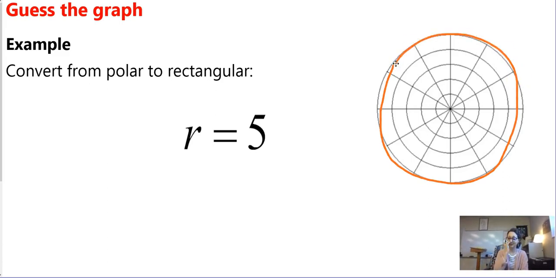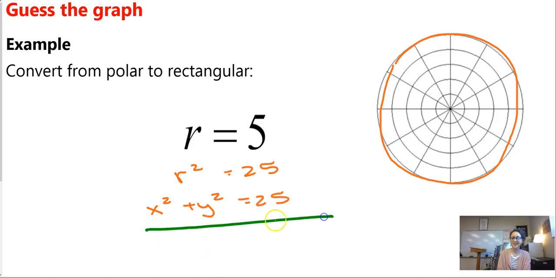Okay, so let's say I want to actually convert that equation. If you've just got r equals a number, go ahead and write r equals 5 in your notes for me. Let's go ahead and square both sides. So that would give me r squared equals 25, right? Now look at what we wrote for r. r is the square root of x squared plus y squared, right? So r squared would be just x squared plus y squared equals 25.